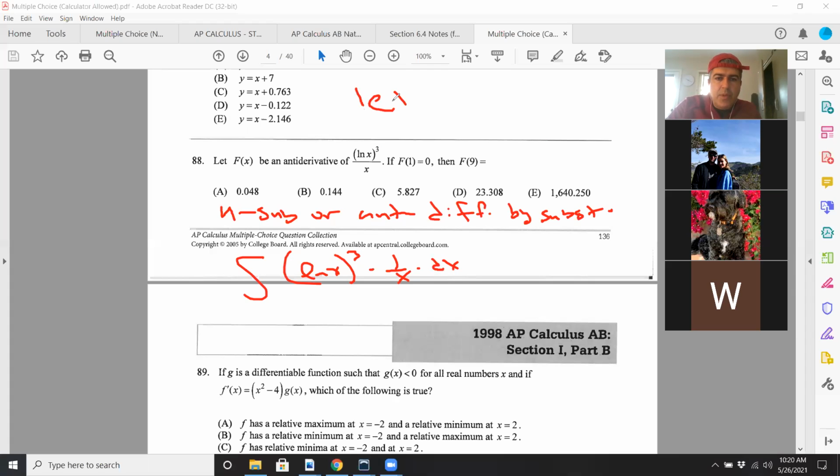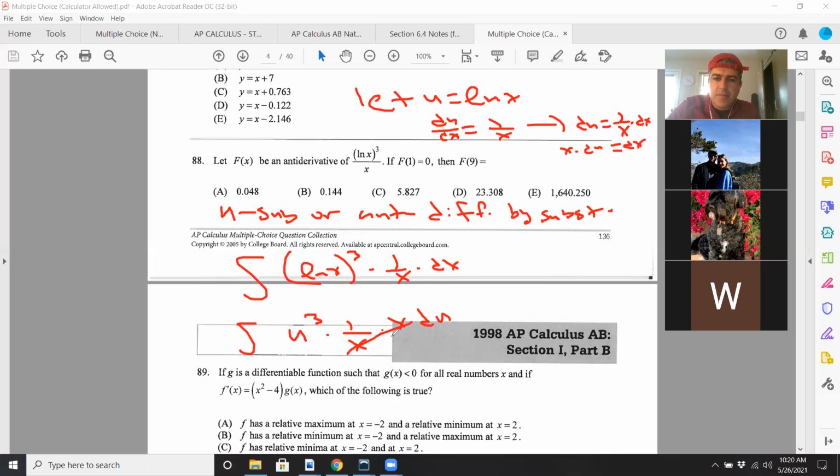What we do is you let u equal one of these expressions, the letter u, like ln x. I know the derivative of ln x is 1 over x. Or du equals 1 over x times dx. Or dx is x times du. So that's what I'm going to do here. ln x, so that's u cubed, times 1 over x, and then dx is x du.